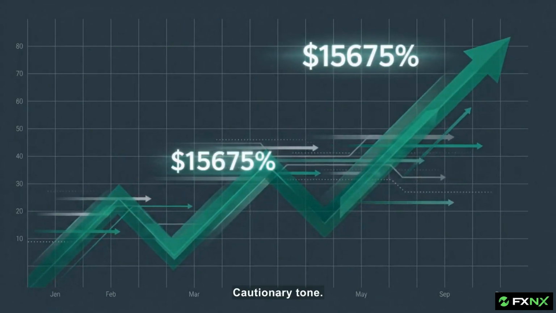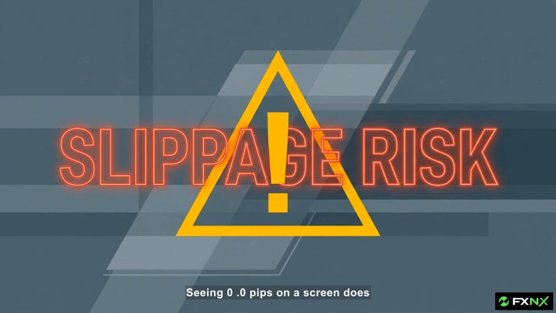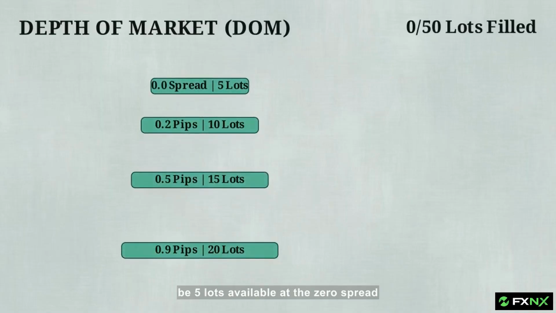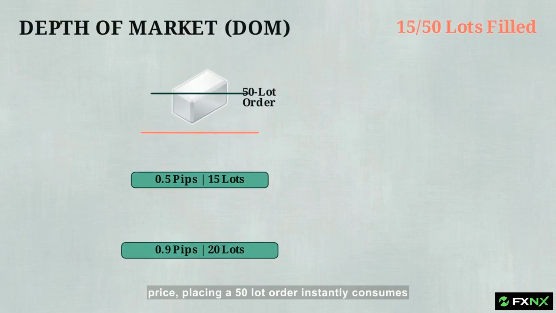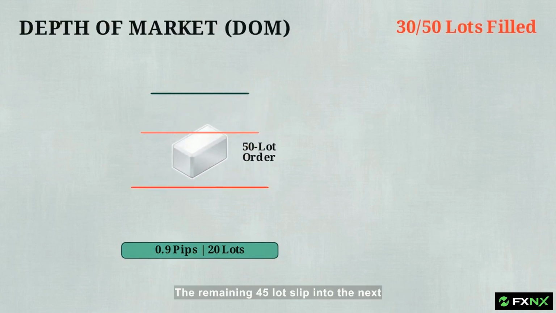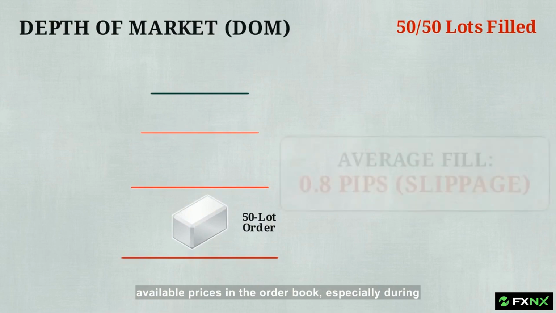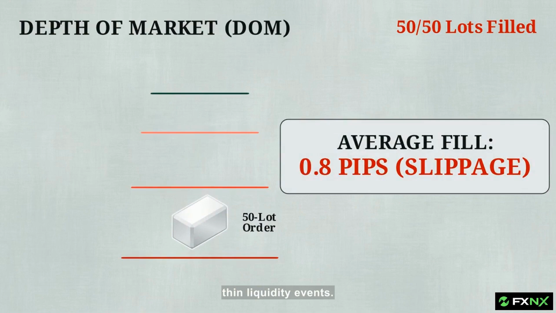Seeing 0.0 pips on a screen does not guarantee that your entire order will fill at that price. Due to depth of market, there may only be 5 lots available at the zero spread price. Placing a 50-lot order instantly consumes those lots. The remaining 45 lots slip into the next available prices in the order book, especially during thin liquidity events.